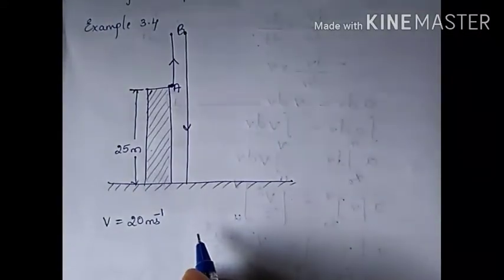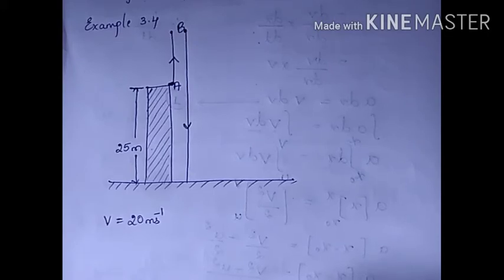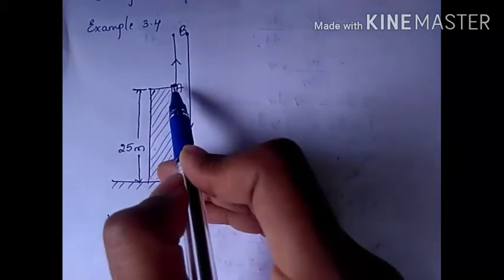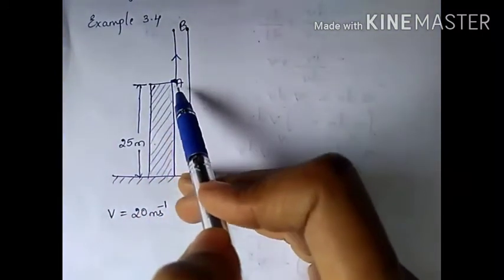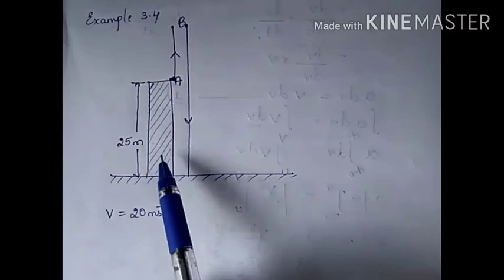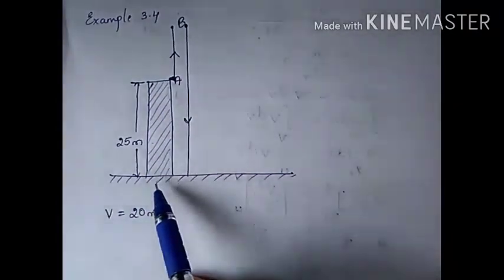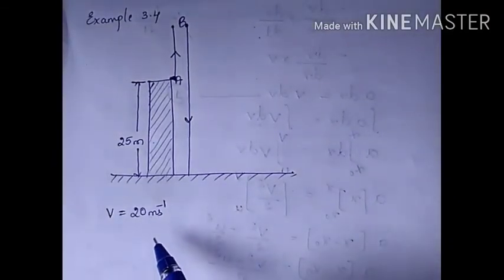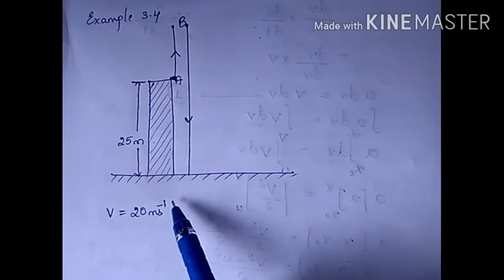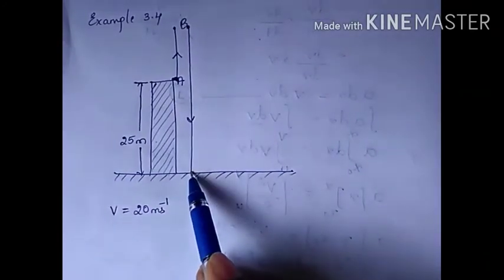So when this happens, he is asking how high the ball will rise. If the body is thrown with a velocity of 20 meters per second above this building, he is asking how high the ball will rise, and how long it will be before the ball hits the ground. That is, how much time it takes to hit the ground.